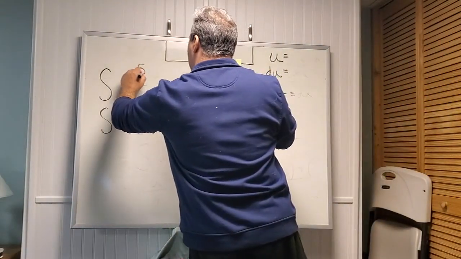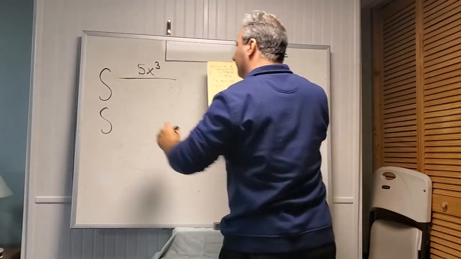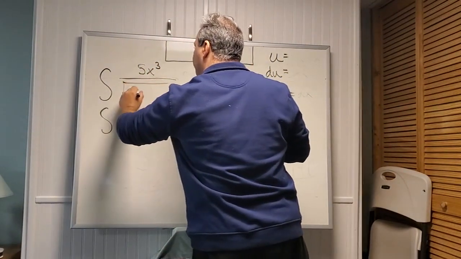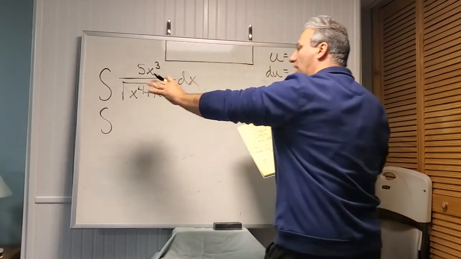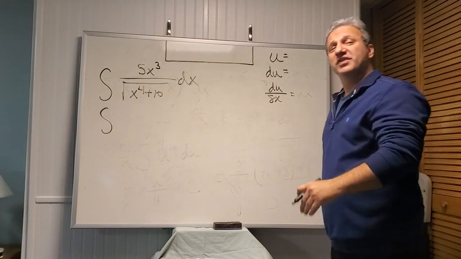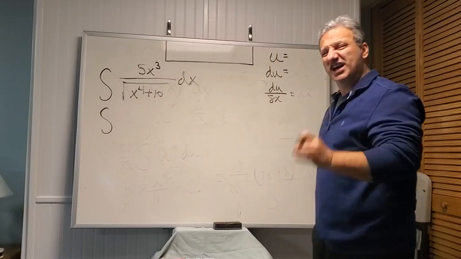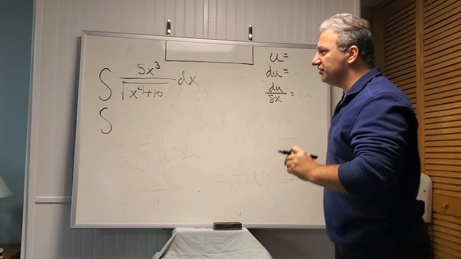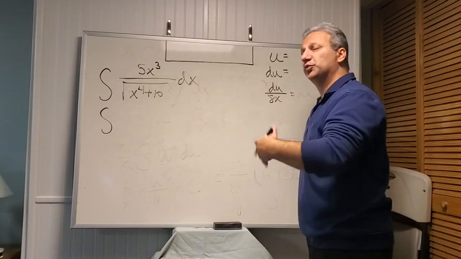Let's try 5x cubed in the numerator over the square root of x to the 4th plus 10 dx. So I want to do this antiderivative. Okay, I state we're going to follow exactly the rules from the previous example, just one small tweak. Understand we have a radical. Whether we take the derivative or the antiderivative, we should rewrite the radical.